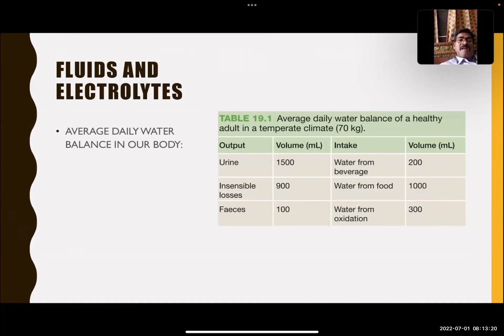After that, we have fluids and electrolytes. Average daily water balance in our body, for a 70 kg body weight, different output and intake. Output from our body is divided into three types: urine usually 1500 ml, insensible loss 900 ml, and feces 100 ml. While intake is water from beverage 200 ml, water from food 1000 ml, and water from oxidation 300 ml.